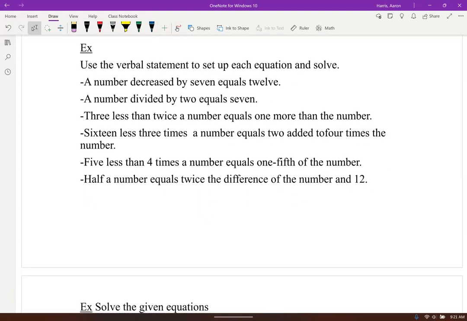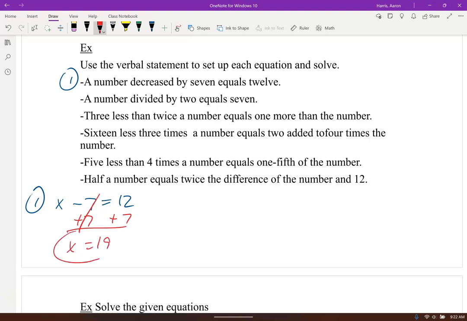All right, let's go ahead and set up some verbal statements and solve each of these. So the first one, a number. I'm going to call that x, a variable. Here's number 1. A number decreased by 7, so x minus 7 equals 12. And now let's solve that. So we'll just add to both sides. Get rid of the 7, so negative 7 plus 7 gone. So we have x equals 19. There's our solution to that equation.